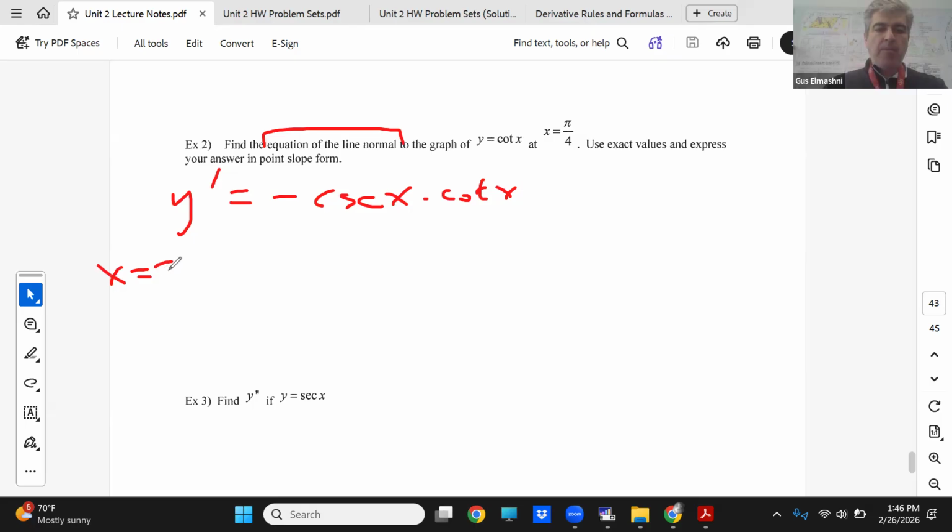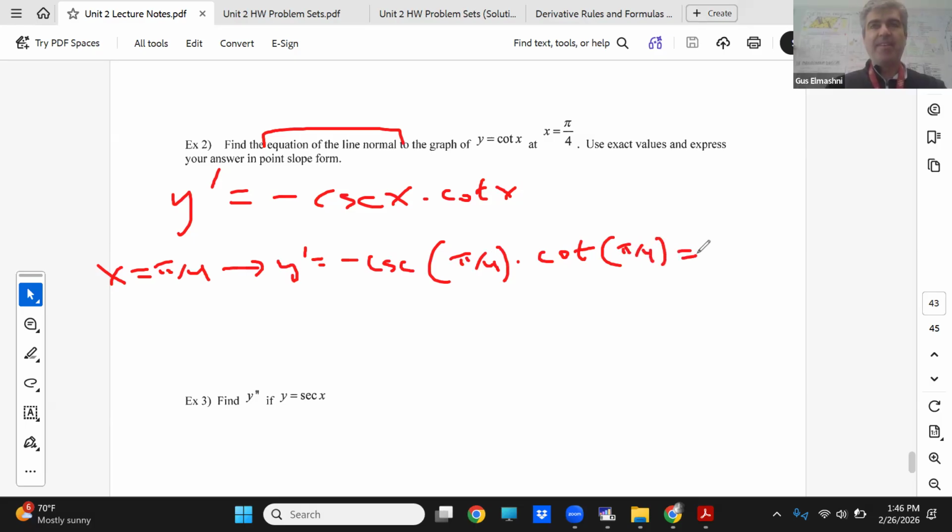So when x equals pi over 4, y prime is going to equal negative cosecant of pi over 4. And do you need to know how to evaluate trig stuff using the unit circle? Yes, you do. Cosecant pi over 4, you guys remember what that is? 2 over root 2, so it's root 2.